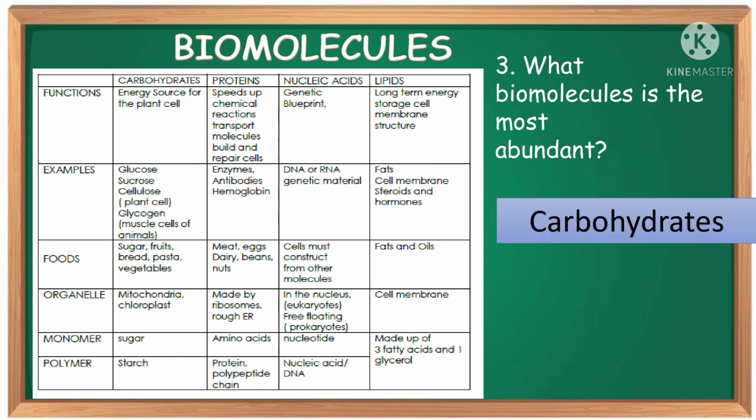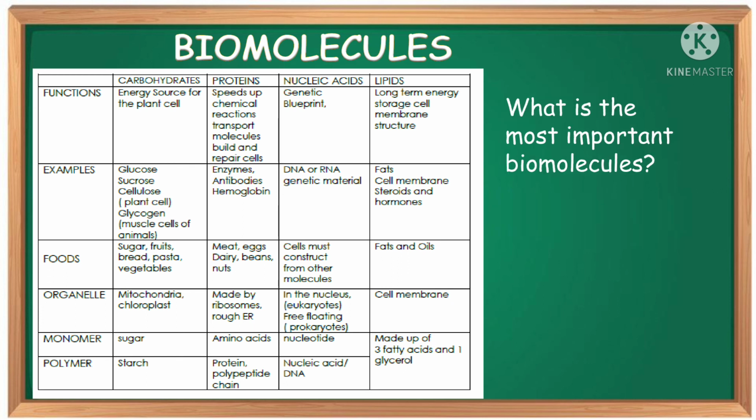The third question is, which biomolecule is the most abundant? Since I tackled it earlier, carbohydrates are the most abundant class of biomolecules because they are known to be the chief energy source of all living organisms. The last question is, what is the most important biomolecule? All of the molecules are important, so your answer may vary.